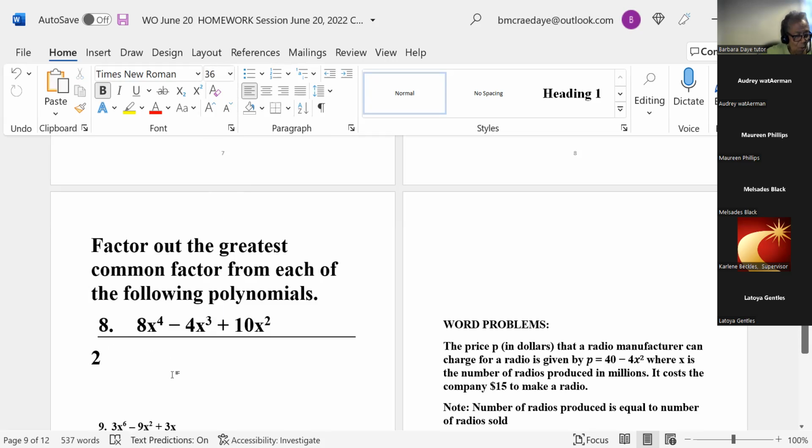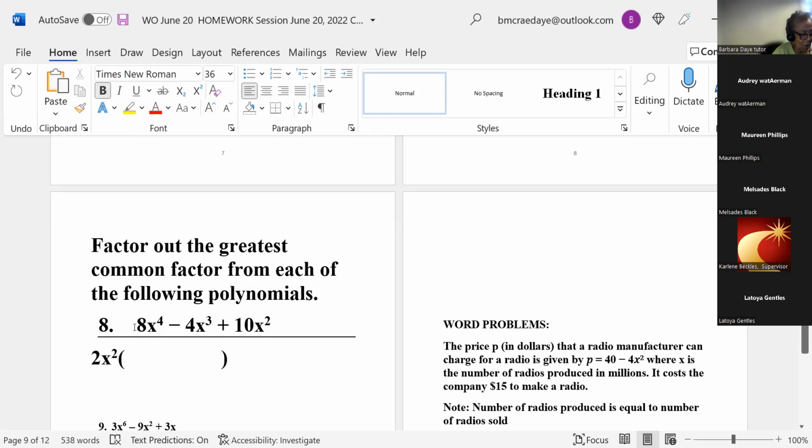Now, what is the smallest power of the variable x, Audrey? 2. So then that would be x to the second, right? Okay, so we know that would be one of the factors. Now we just have to fill in, Audrey. So 2x to the second times what gives you 8x to the 4th?